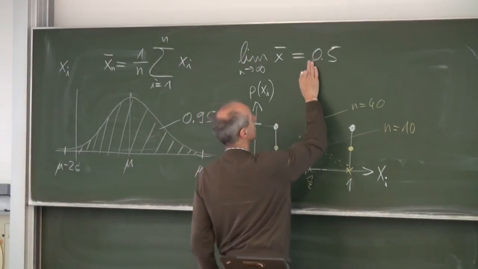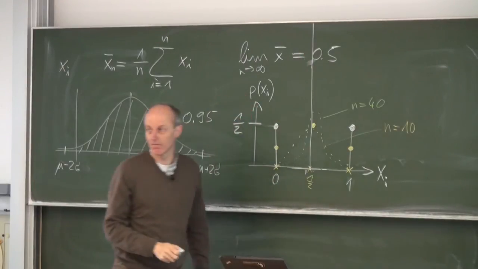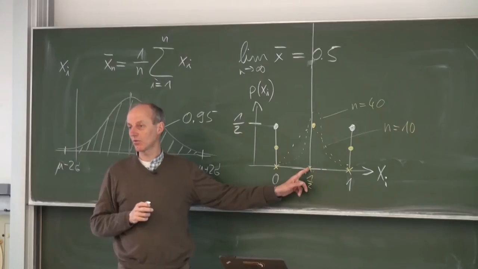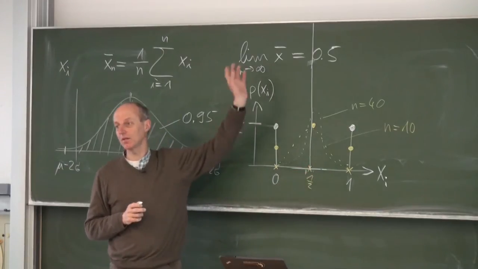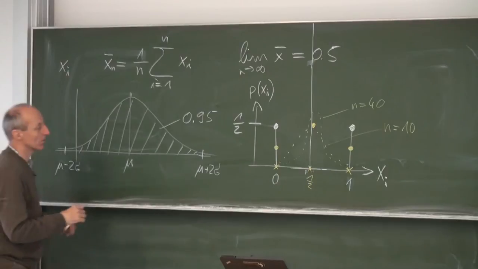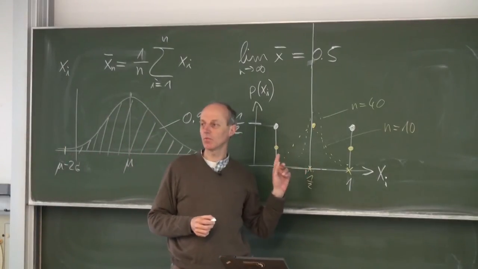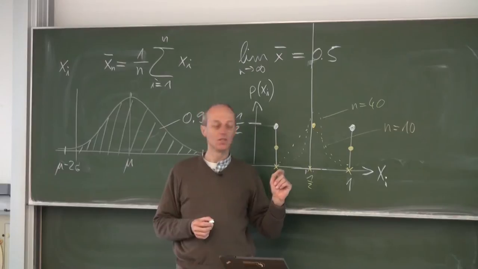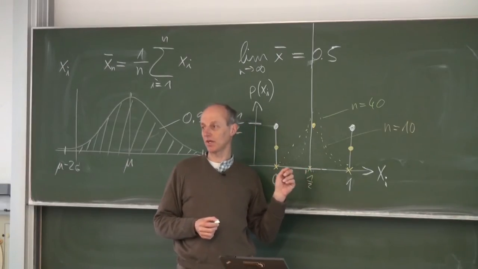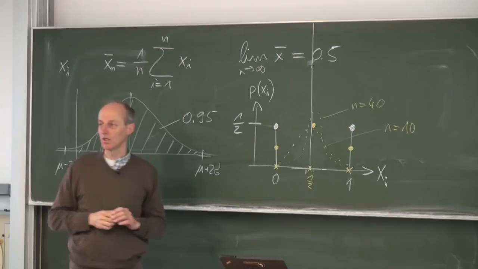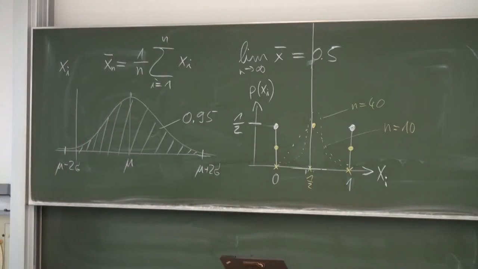Oh, no, sorry, no point here. It's infinitely high, because the integral over this point has to be 1. And of course, because the width is 0, the height has to be infinity. That's what we get for n towards infinity. And because the width of this distribution is 0, the standard deviation also is 0. So then we exactly get 1/2 all the time. But as soon as the width is non-zero, then of course the empirical mean may deviate a little bit from 0.5.